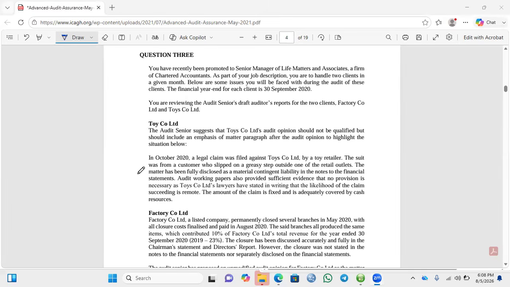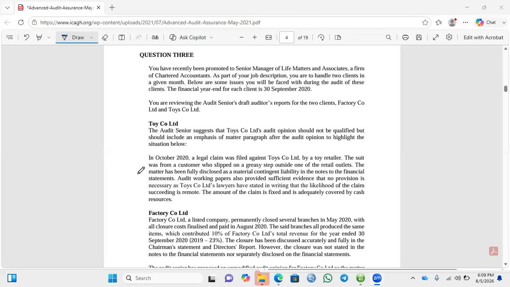You have recently been promoted to senior manager of Life Matters and Associates, a firm of chartered accountants. The financial year end for each client is 30th September 2020. You are reviewing the audit senior's draft auditor's report for the 2 clients, Factory Company Limited and Toys Company Limited.